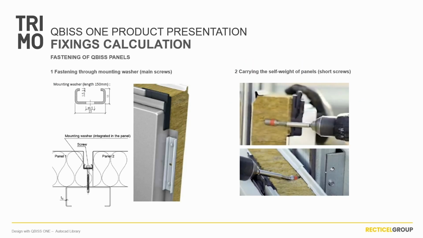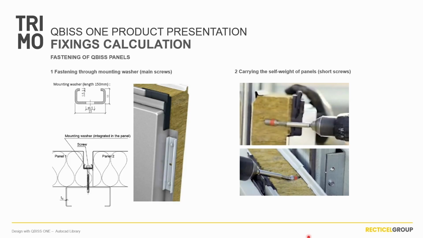Fastening of panels is carried out with self-tapping or self-drilling screws. The main screws are fastened to the substructure through the mounting washer integrated in the qbiss panel. Depending on the width or module of the panel, the required number of mounting washers is calculated together with the suitable screws. Mounting washer is pre-installed and integrated in the production according to structural calculation and panel specification.